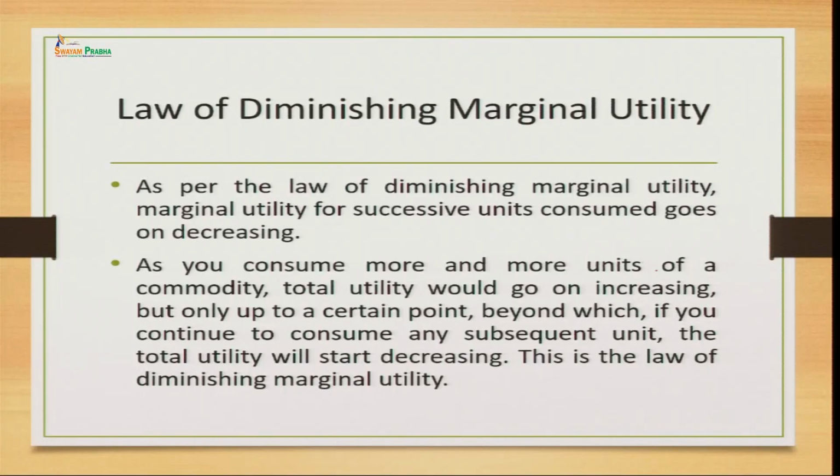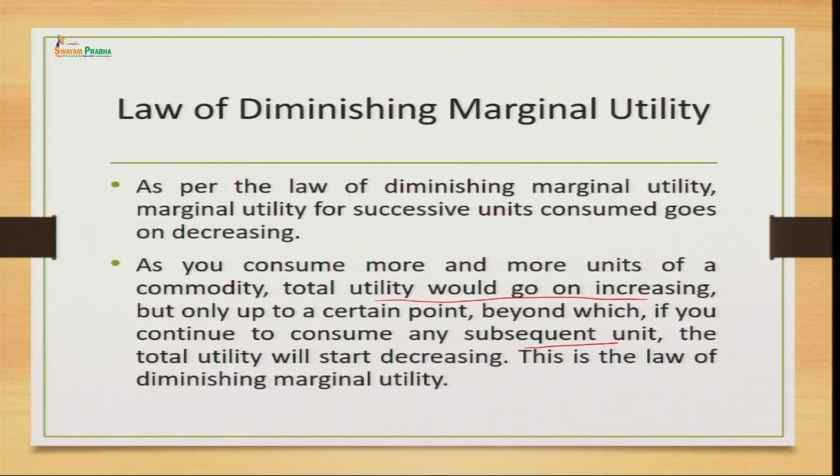any commodity, its marginal utility keeps on diminishing because the satisfaction you are getting out of that commodity keeps on reducing. So, as you consume more and more units of a commodity, total utility will go on increasing. Definitely the total utility will increase because you will sum it up, but up to a certain point, beyond which if you continue to consume any further unit of that commodity, the total utility will also start decreasing, and this is being called the law of diminishing marginal utility.